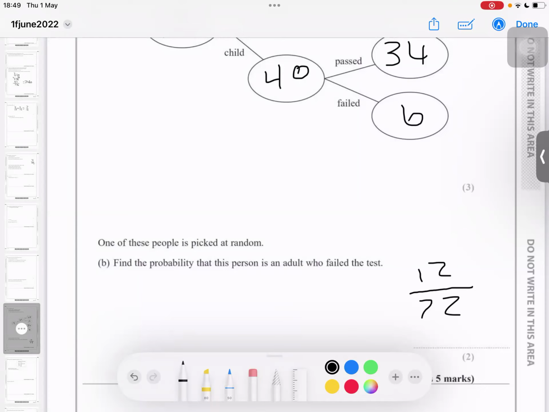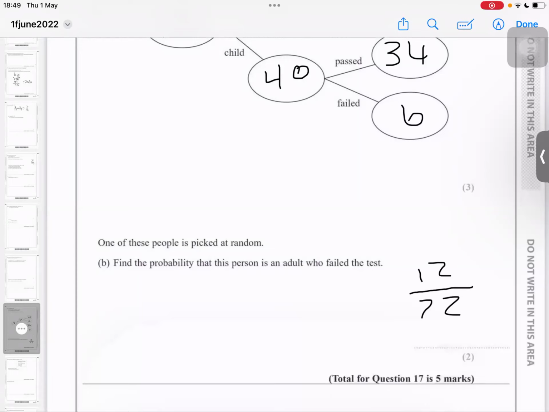It says one of the people is picked at random. Okay, one of these people is picked at random, and it says find the probability that this person is an adult who failed the test. So you know what we'll do? Let's confirm the marking scheme. What does it say, the mark scheme? It says what? 12 over what? Yeah, 12 over 72. Okay, that's fine. So it's 12 over 72.